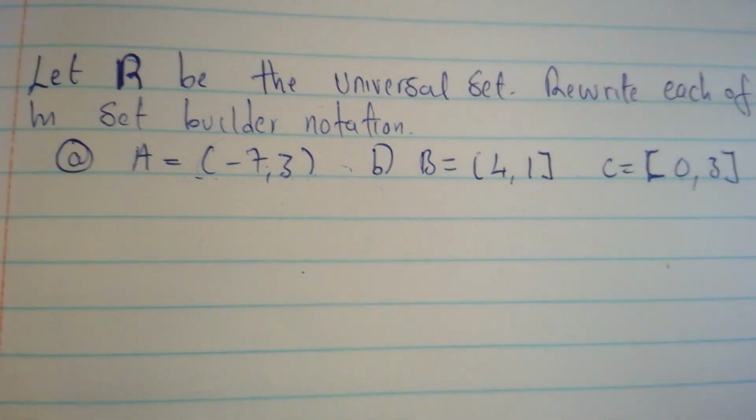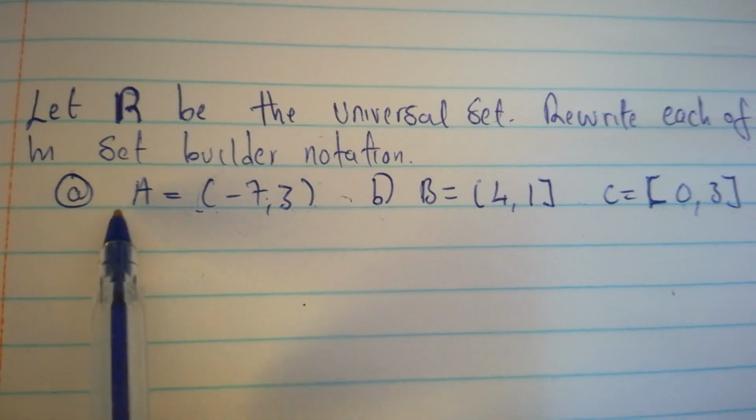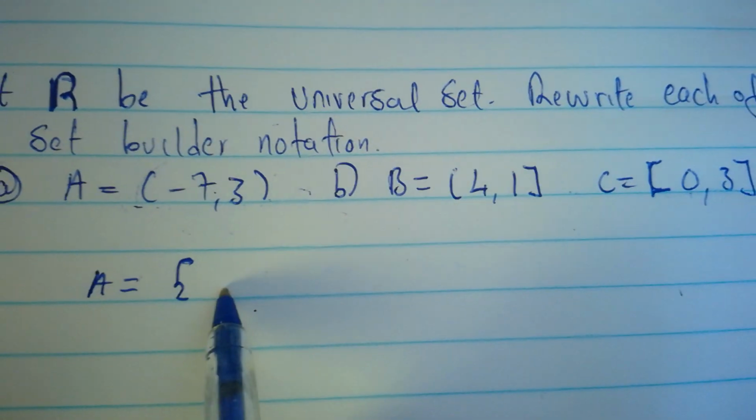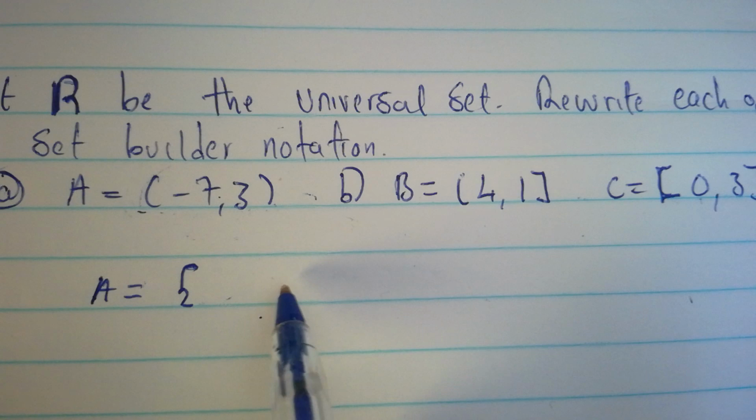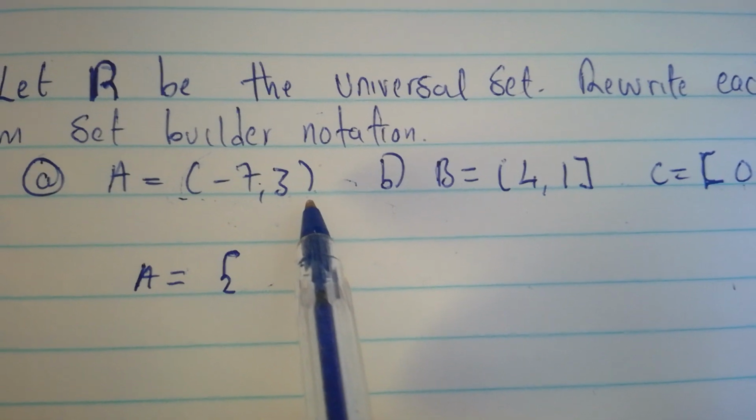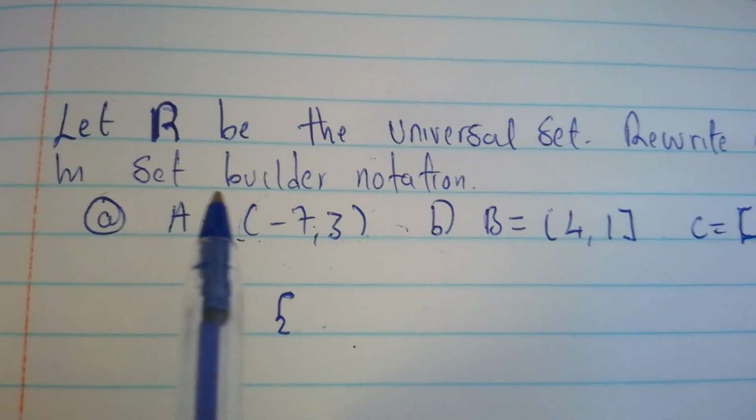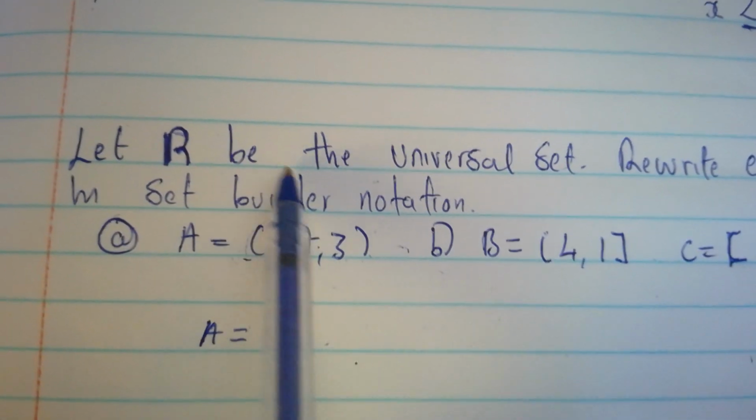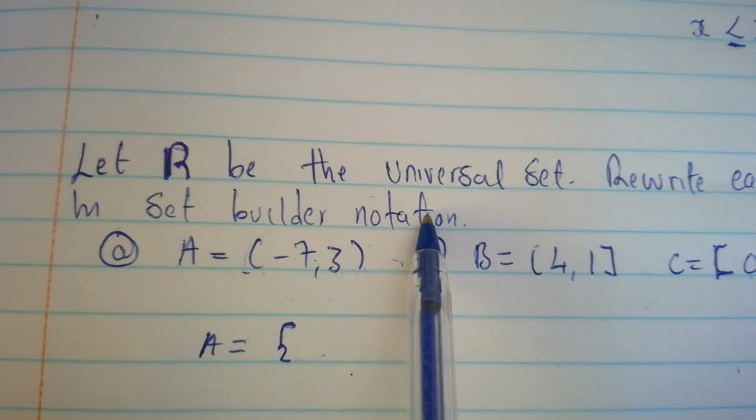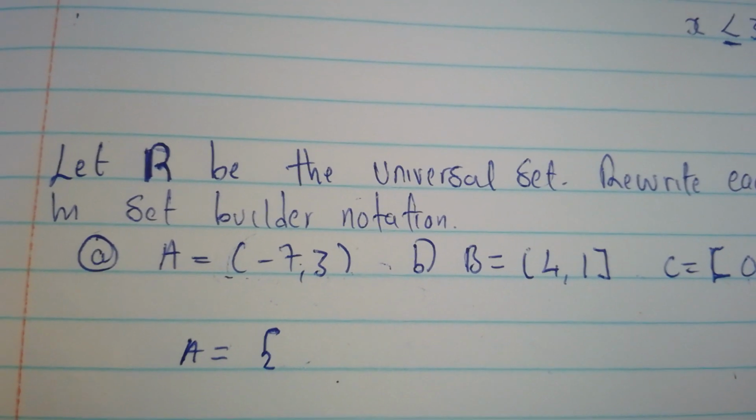Alright, so without wasting much time, they're saying rewrite each of the following in set builder notation. So remember the format of a set builder notation. Say A is equal to, we have the opening brace here. We define the set builder notation in braces. The number that we're representing will be represented by x. You can indicate that. But one thing I must also take into consideration is the R that we've been given. They are saying let R be the universal set. So whatever we come up with should be part of the universal set, should be drawn from the universal set.